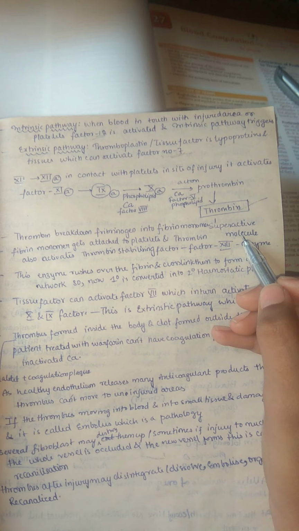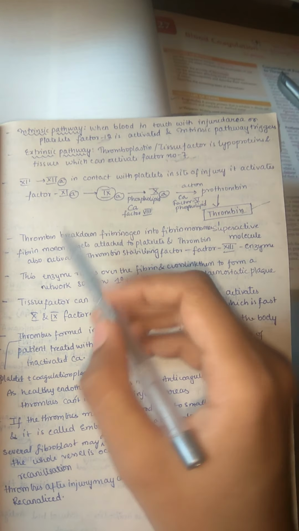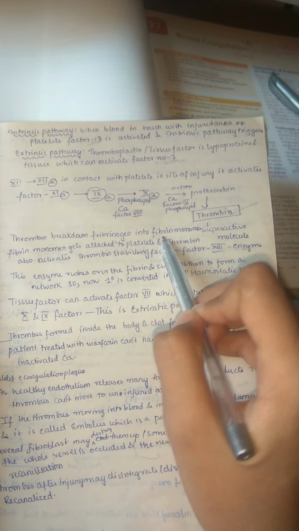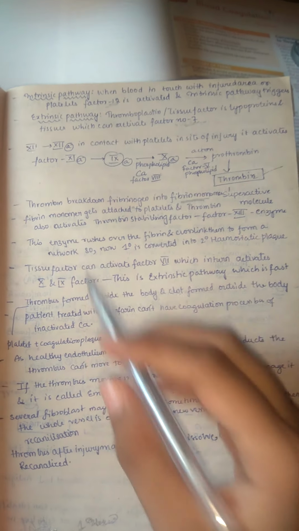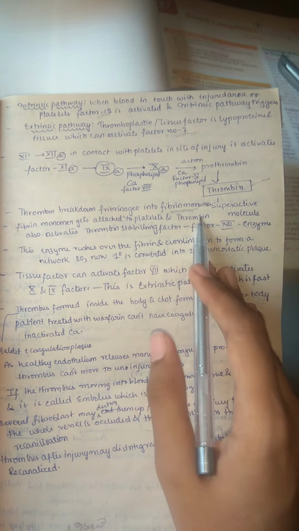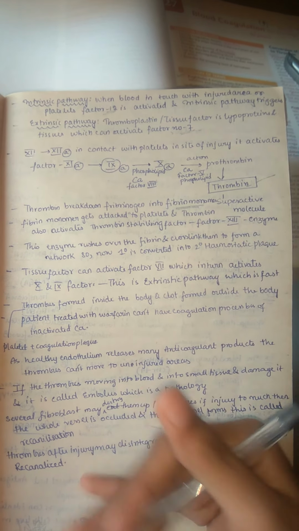It is a superactive molecule. Why is thrombin useful? Because thrombin breaks down fibrinogen into fibrin. Whenever fibrin is present, only then can the secondary hemostatic plug form. So thrombin breaks down fibrinogen into fibrin, and only then is fibrin helpful for formation of our clot.